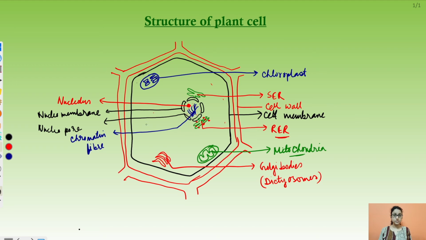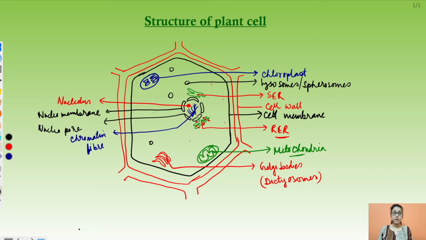Inside the cytoplasm, we can find certain small ball-like or small pocket-like organelles. These are called lysosomes or spherosomes. They will contain certain enzymes, and these enzymes will help in the digestion of certain cellular elements.